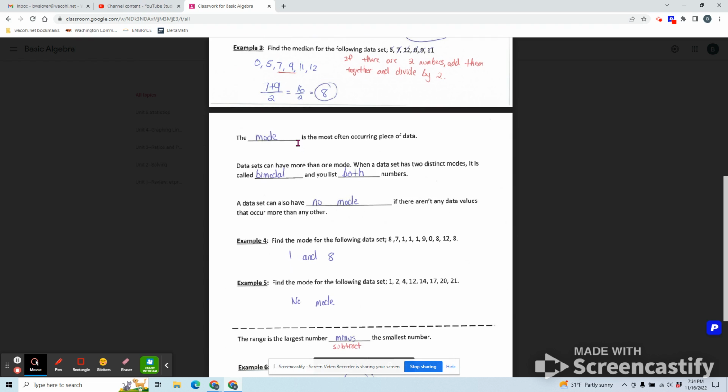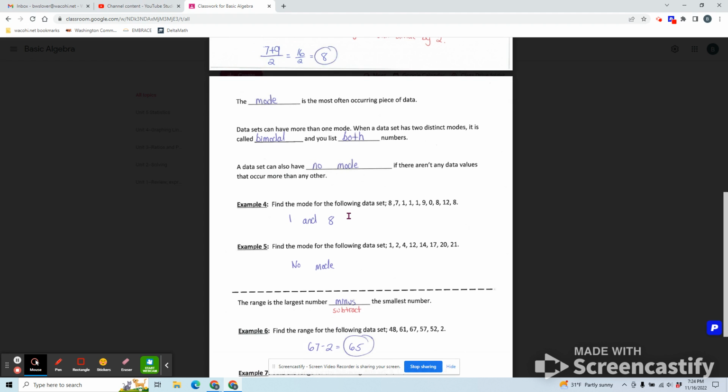The last thing for the measures of central tendency is the mode. The mode is a number that appears most often. So data sets can have more than one mode. When it has two modes, it's called bimodal, and you would list both numbers. A data set can also have no mode, in which case there aren't any values that occur.